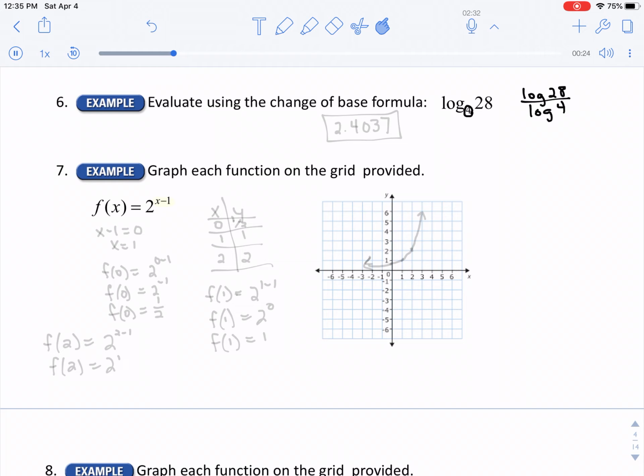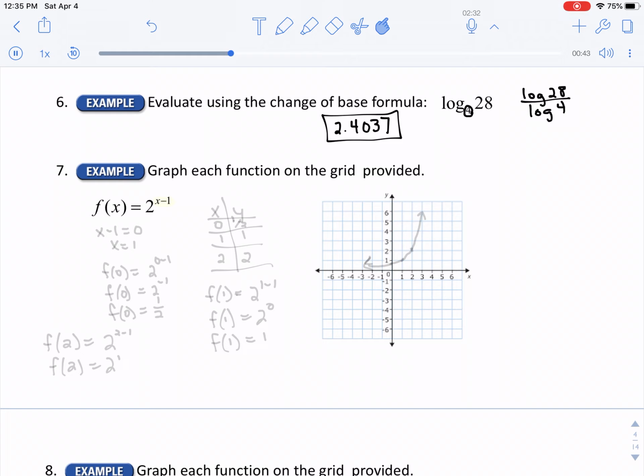They both start with a b. Now you just put that into a calculator, and we're going to usually round the answer to the 4 decimal places. So this would be 2.4037. And be sure that you read the instructions on my math lab, because it'll tell you where to round it to. All right, let's look at number 7.